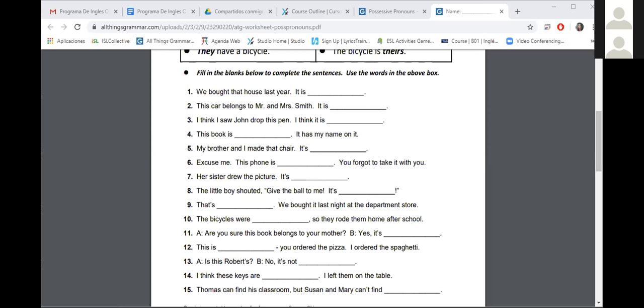All right. Katia, are you there, Katia? Her sister drew the picture. It's hers. Very good. All right. Hers. Carlos, can you do number 8?